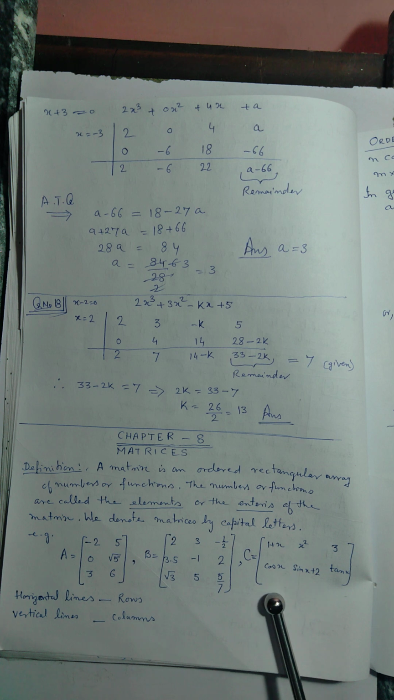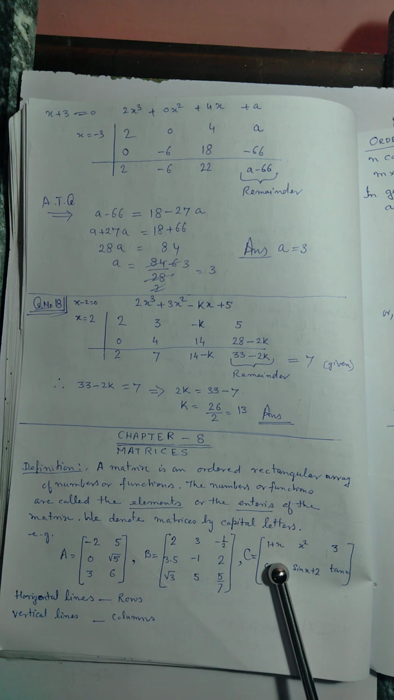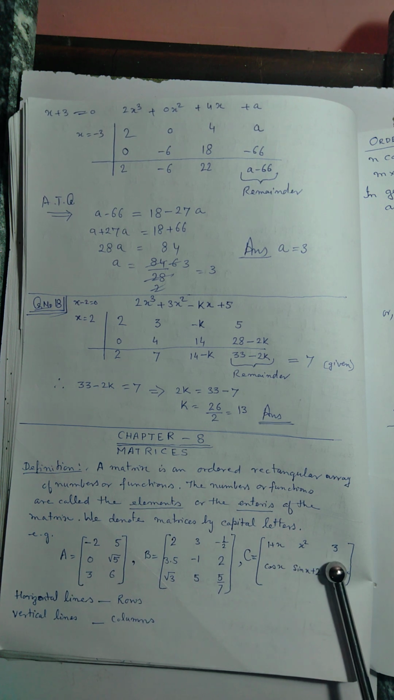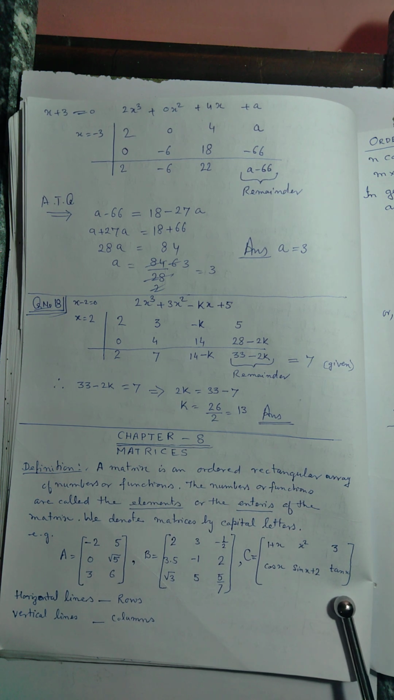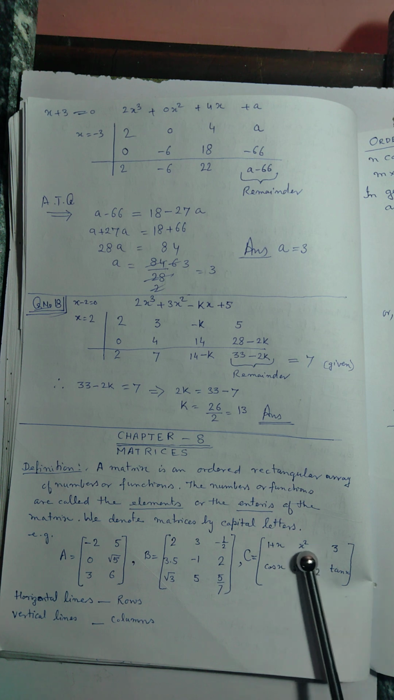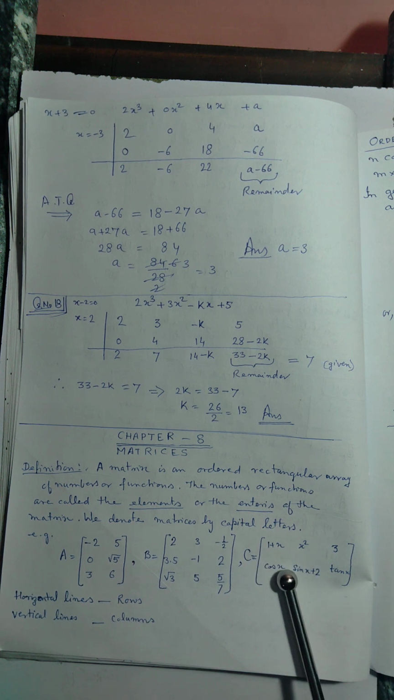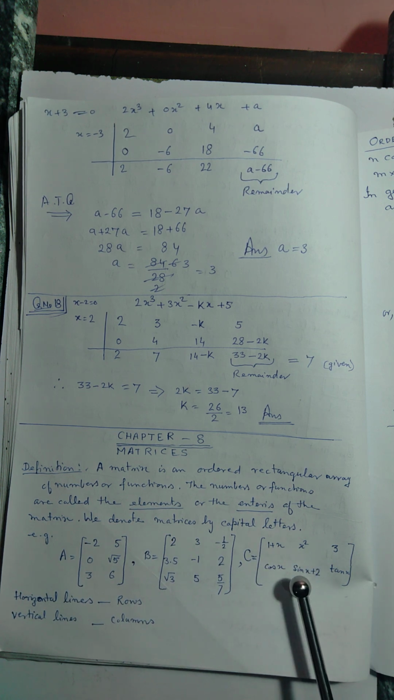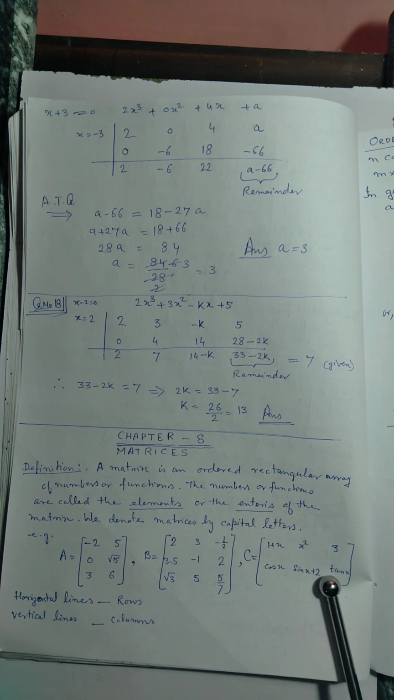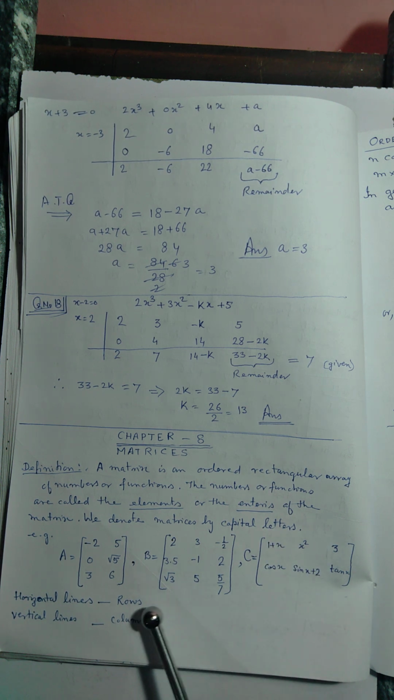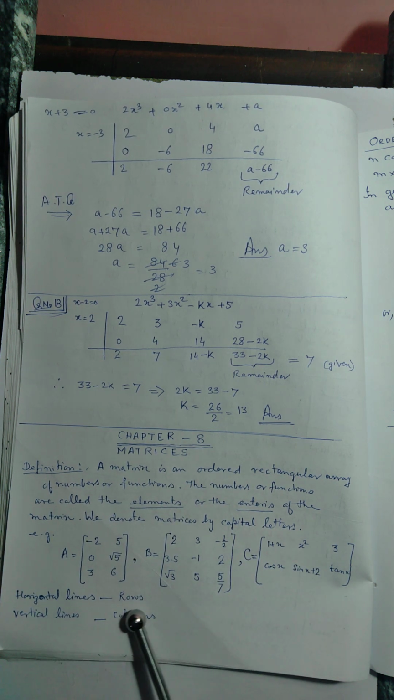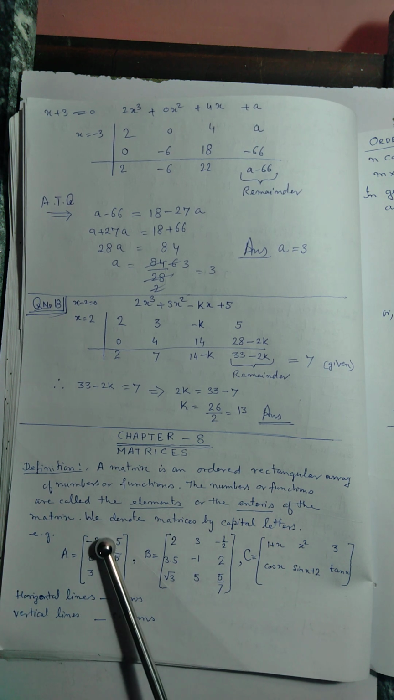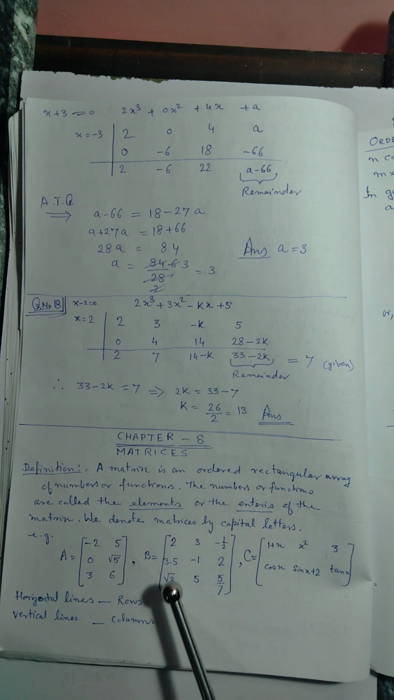Capital C: you see 1 plus x, x square, 3, cos x, sin x plus 2, tangent x. So again, this matrix also has its elements put inside the square bracket. The horizontal lines are known as rows, and the vertical lines are known as columns.